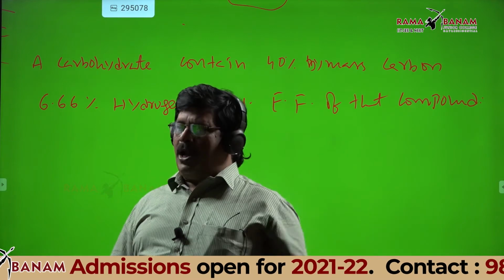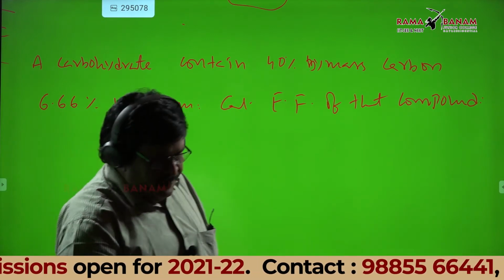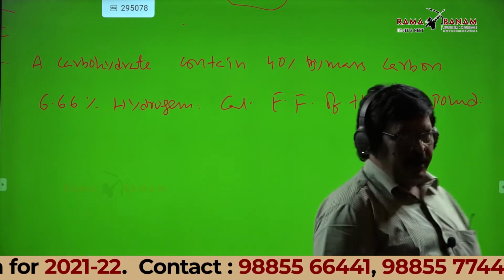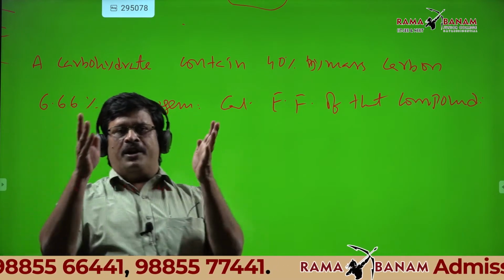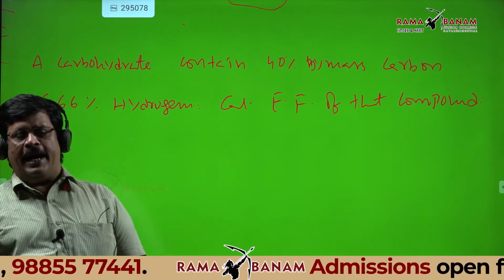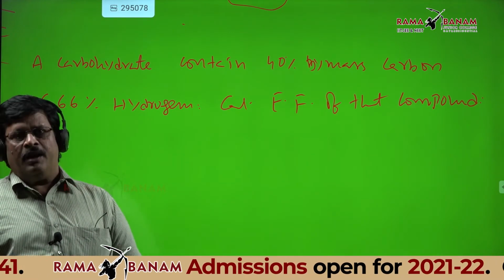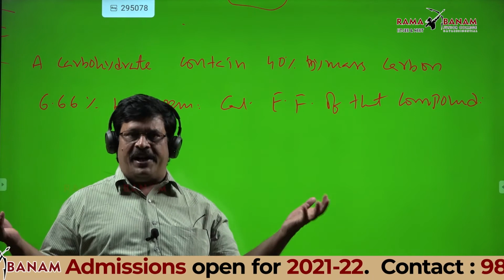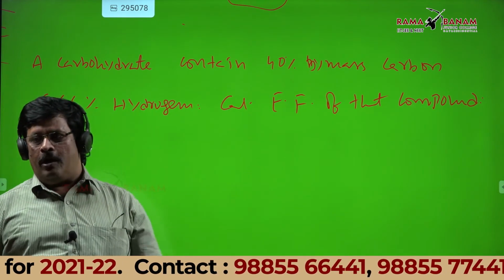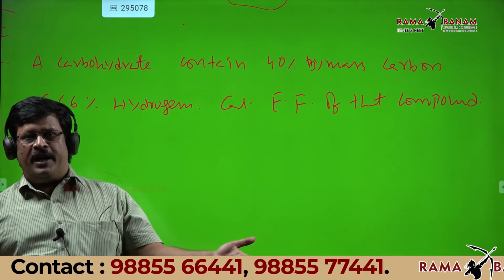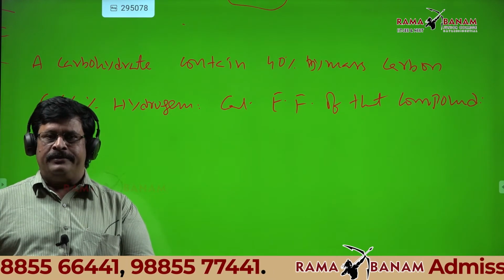This is the simple problem I gave. Students, read the problem a minimum of one or two times. Try to understand what is given and what is to be calculated. If you know what is given and what is required, that's it, you can solve that problem. If you don't know what is given and what is required, you can't.